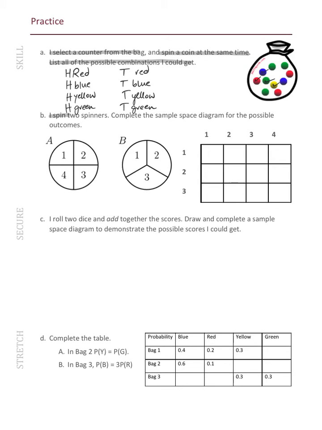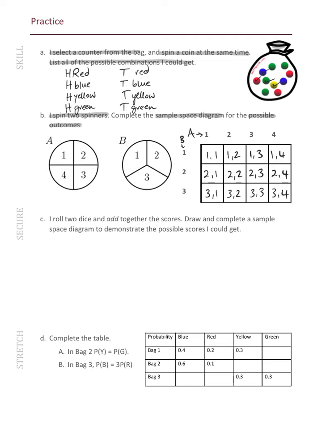Part B, I spin 2 spinners. Complete the sample space diagram for the possible outcomes. Okay, so we've got spinner A here with 1 to 4 and spinner B here with 1 to 3. So this here is 1 and 1, 1 and 2, 1 and 3, 1 and 4. This one here is now 2 and 1, 2 and 2, 2 and 3, 2 and 4. And then 3 and 1, 3 and 2, 3 and 3, 3 and 4. So they are all of my outcomes in a sample space diagram.